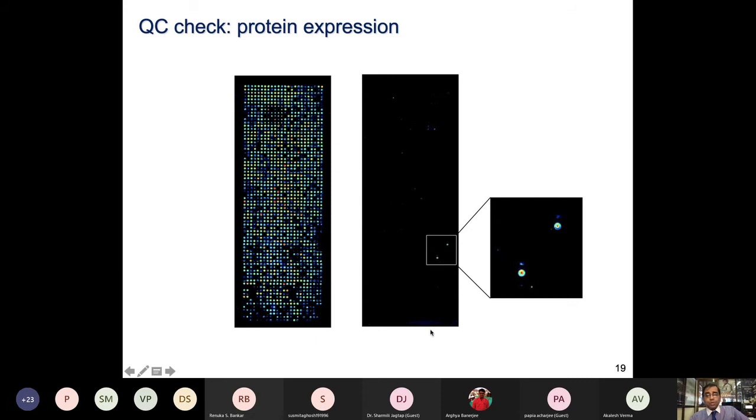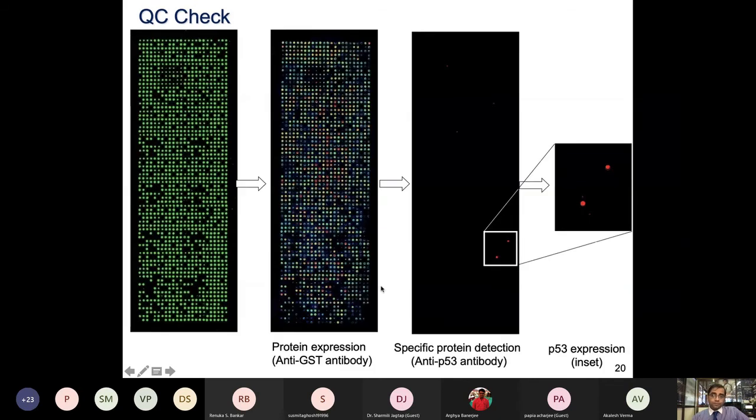And then the next slides show that you can also look for a specific protein response. For instance, on this big slide, there are 2 spots of P53. So if I use anti-P53 antibody, they are only showing up here. So it means all the proteins are getting expressed, and protein expression is quite unique and very specific as well, because we can actually see specific protein expression for this particular protein on the array, and nothing else is lighting up on that.